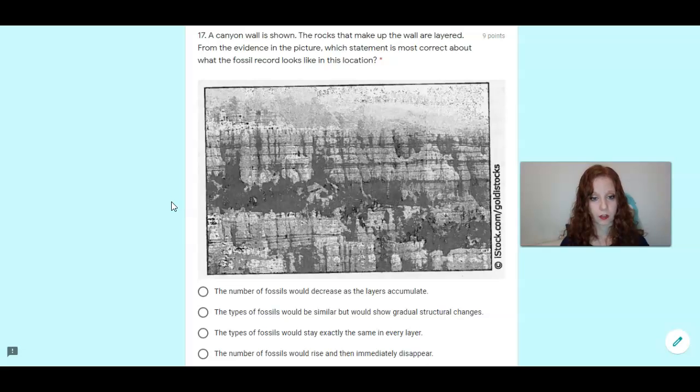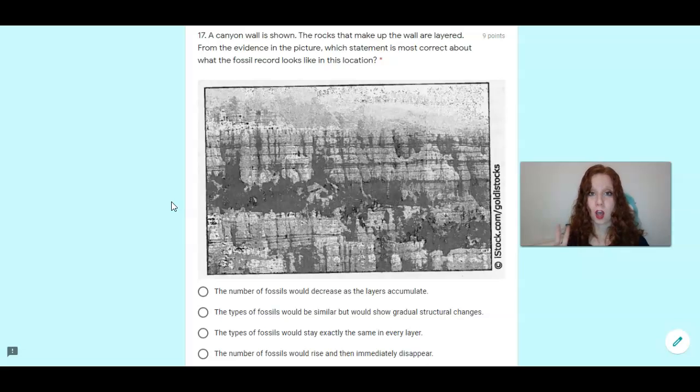Fourth option, the number of fossils would rise and then immediately disappear. If the number of fossils gets higher and higher and higher and then just no more fossils ever, then that should mean that some type of major extinction event happened to where there were no more organisms to become fossils, which should technically mean that there are no organisms there now, and we also know that's just not true.